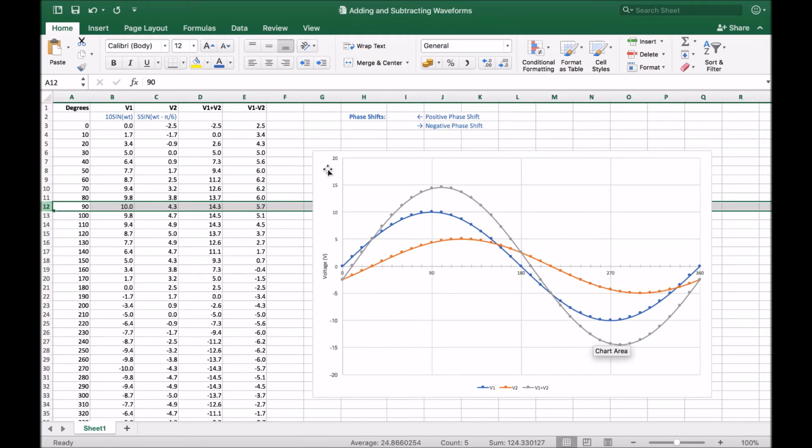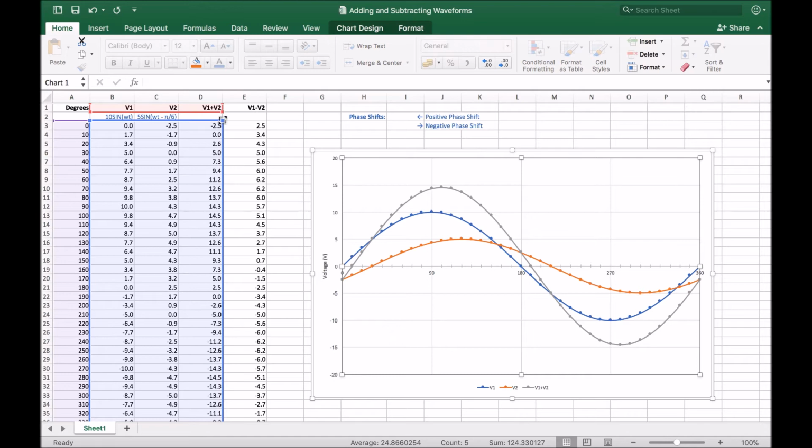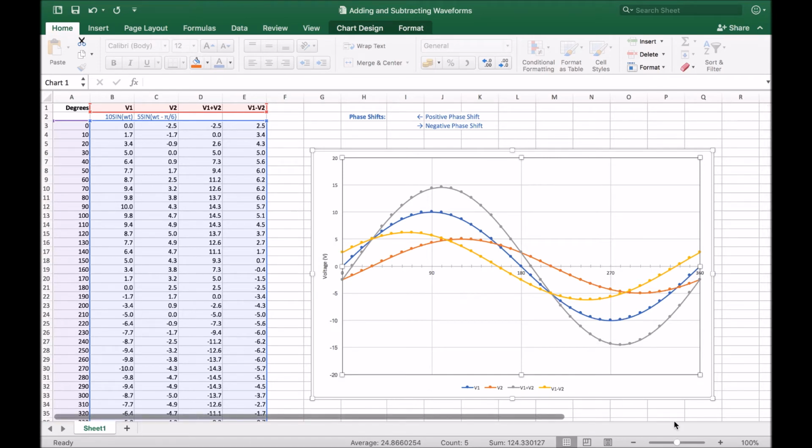And so by including finally a fourth waveform on my graph, I now have the difference of V1 and V2, V1 minus V2, which is giving me this fourth trace, this yellow trace here. This is very easy to do in Microsoft Excel, but it's also easy to do by hand or using a table or similar.